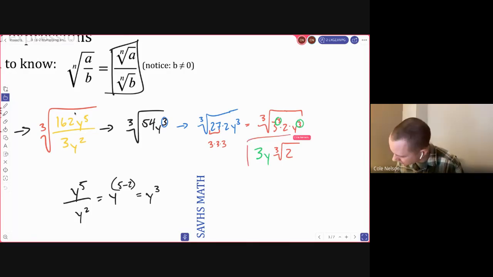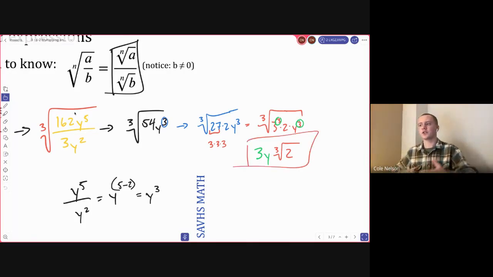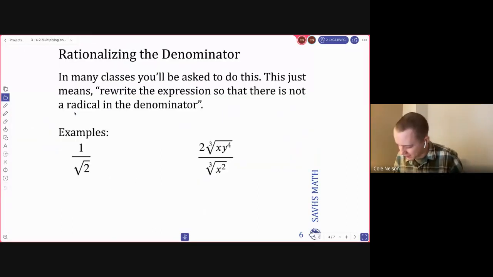Okay, this is my answer. It's an odd radical, so I don't even have to think about the absolute value. The only time you have to think about the absolute value is when you have an even radical, even index radical. These are so fun, right? Okay.